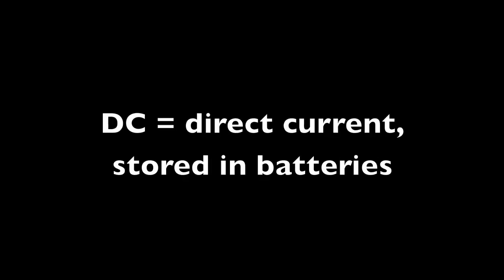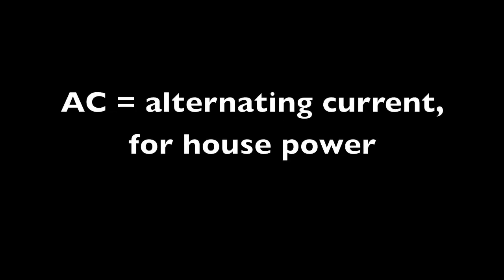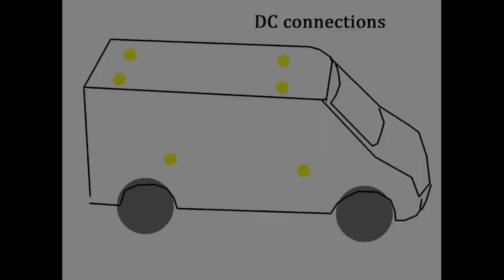Now, when we're looking at electricity, we're looking at two kinds, and that's DC, direct current, and that's the kind of stuff that's in the batteries, and also alternating current, which is the stuff that's in our houses, and that's the stuff we're used to. Now, we need to decide which is DC and which is AC uses in our van.